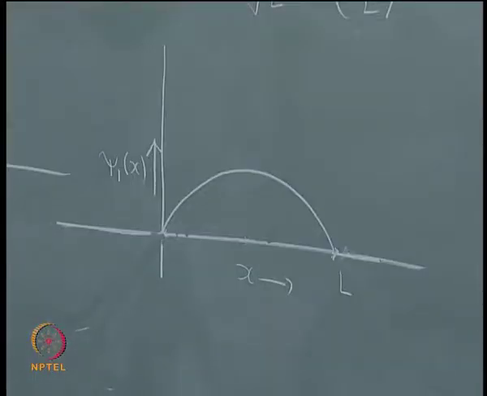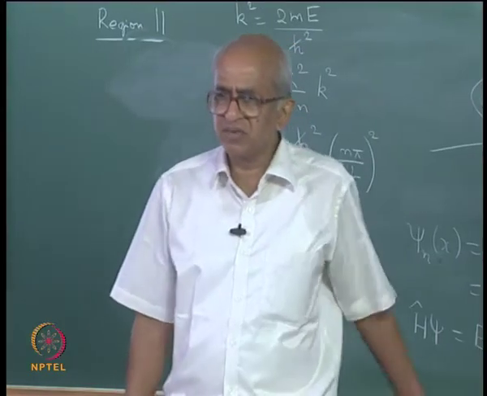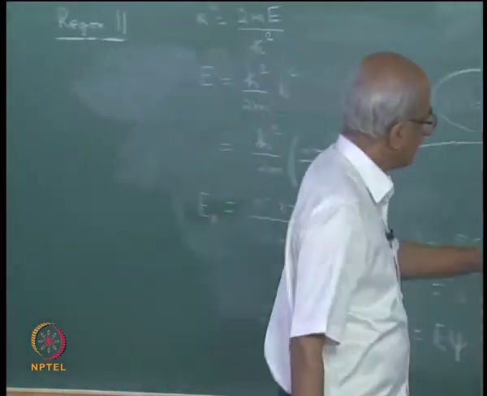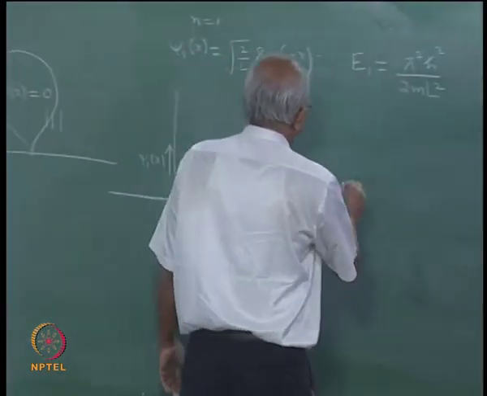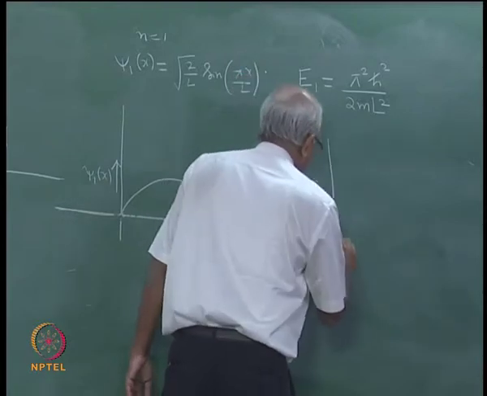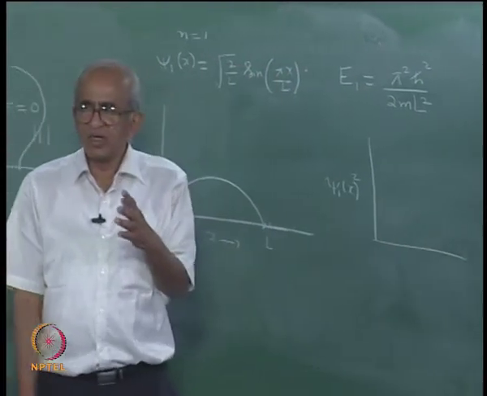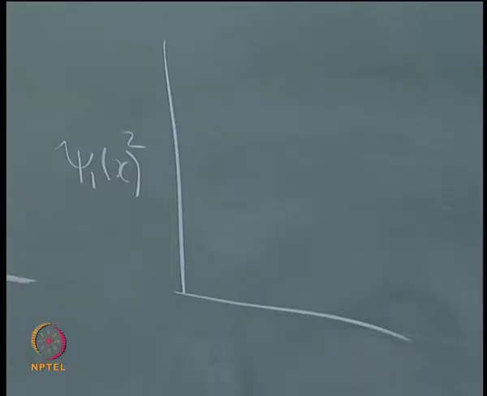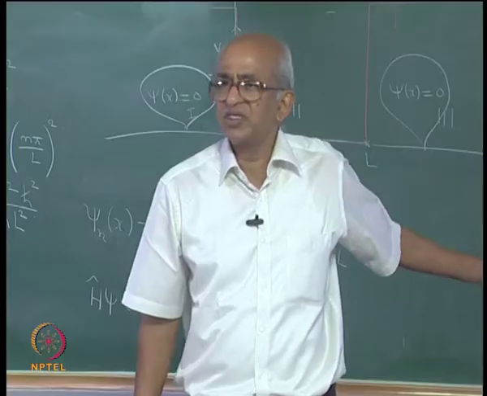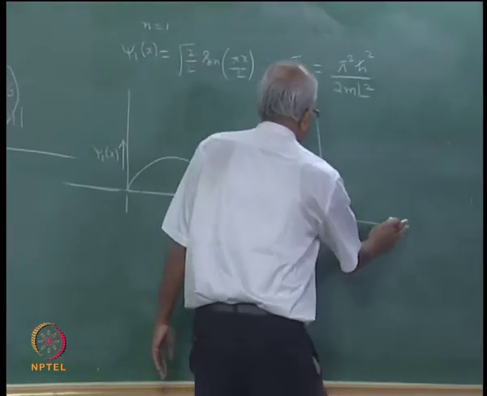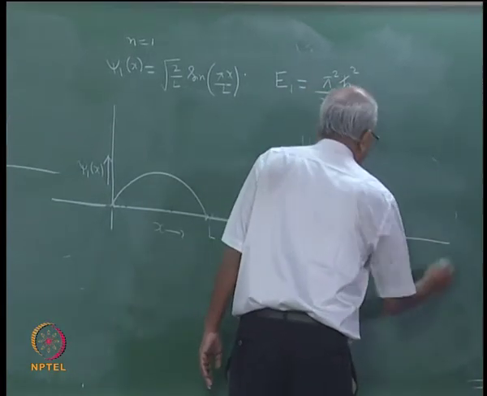And of course, when you encounter such a wave function, this is the state that has the lowest energy, and for this function, it will be very interesting to make a plot of psi 1 of x square. Why? Because psi star psi is the probability density, but there is no i in this function. So, psi 1 star psi 1 will be equal to psi 1 square. So, this is your probability density, and if you made a plot of that against x, how would it look?